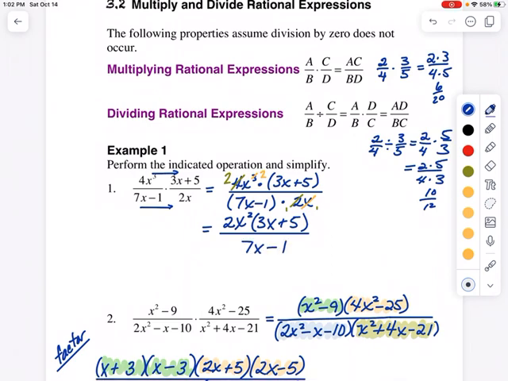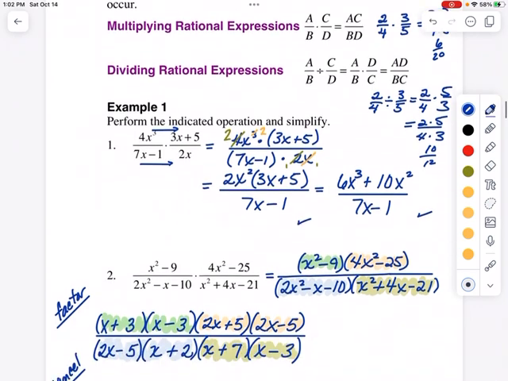Now we could leave it in that form. 7x minus 1 is the only factor that's left in the denominator. Or we could state our final answer as 6x cubed plus 10x squared by distributing the 2x squared over 7x minus 1. Either one of these is fine, okay?